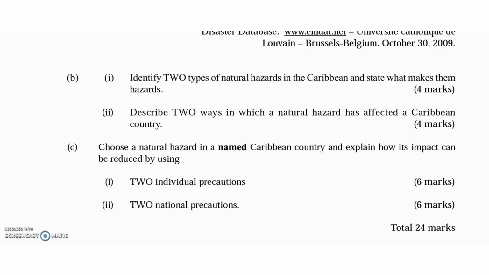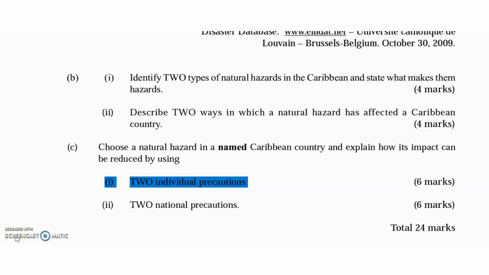All right. Part C. Choose a natural hazard in a named Caribbean country and explain how its impact can be reduced by using two individual precautions. Now, when we are focusing on two individual precautions, let us pay attention. Let the natural hazard be hurricane, right? I said choose a natural hazard. And let us focus upon an area like, say, Puerto Rico.